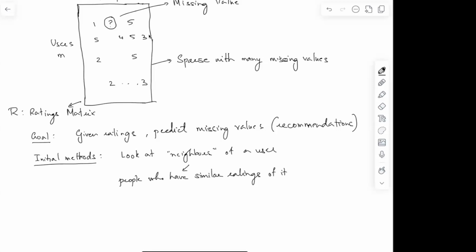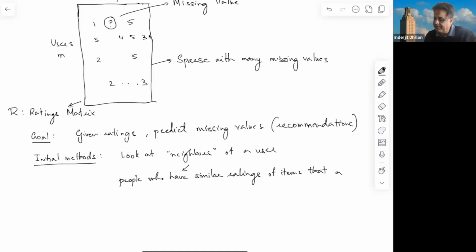I guess even today, when you buy something from Amazon, it shows you a list of people that bought this also bought those. Right. And the kinds of methods that I'm talking about are actually used over there.